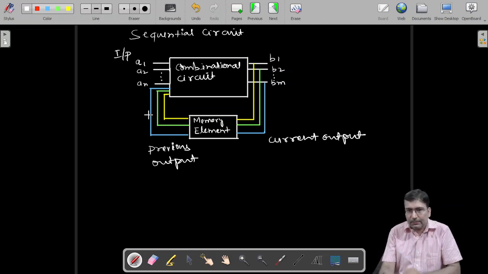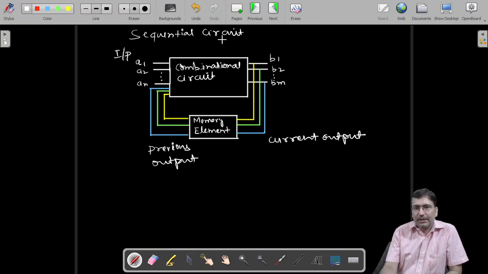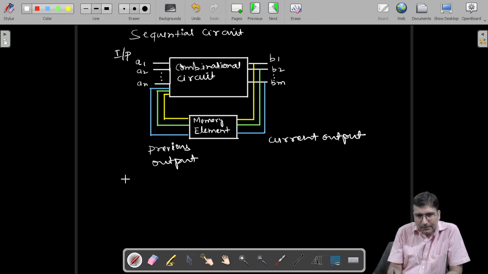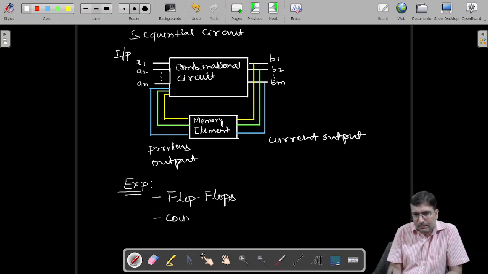So this is the representation of sequential circuits. There are many sequential circuits like flip-flops. We are having counters. There are asynchronous and synchronous counters. So a few examples you can take: flip-flops, counters, etc.